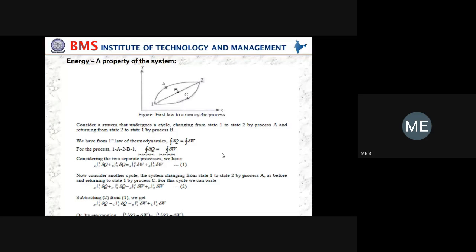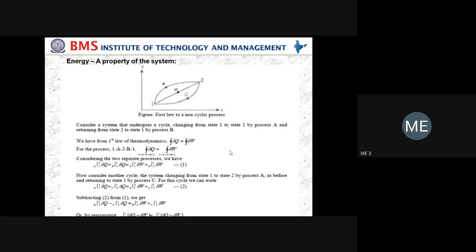Now, sometimes they ask, prove that the internal energy is a property of the system. Most of the time they used to ask this. Energy is a property of the system, and in the entropy chapter also we are proving that entropy is a property of the system. So this is a diagram to illustrate that the internal energy is a property of the system.